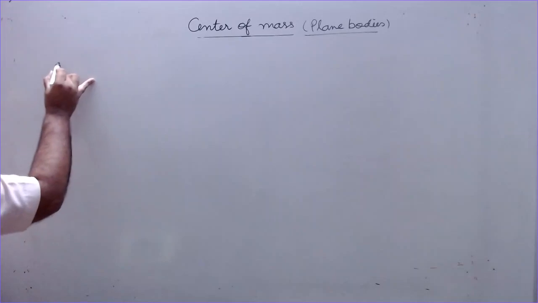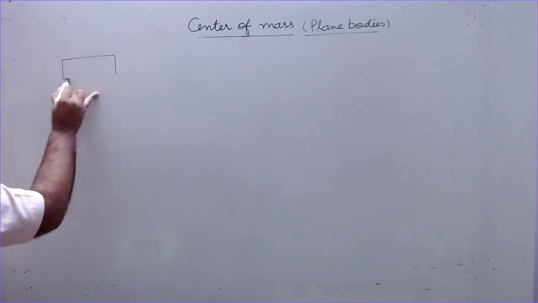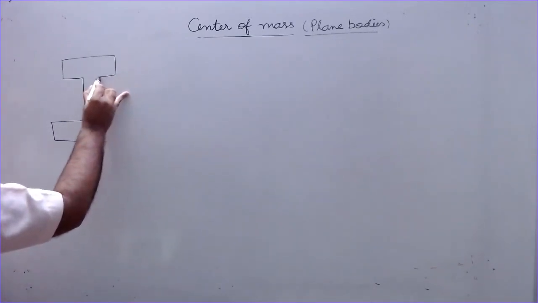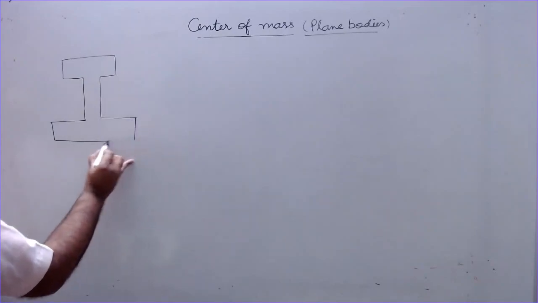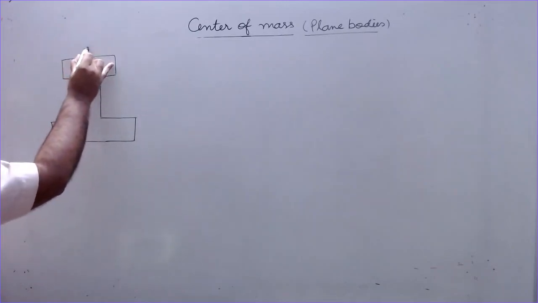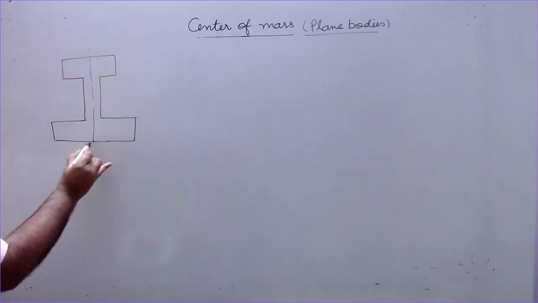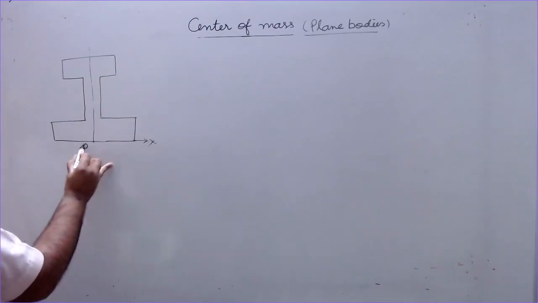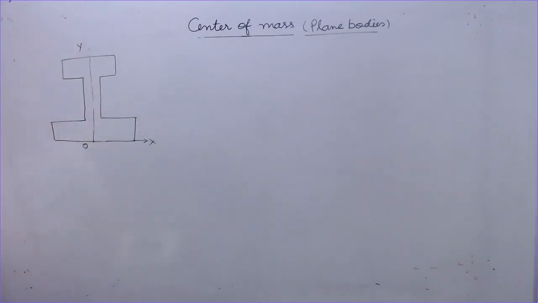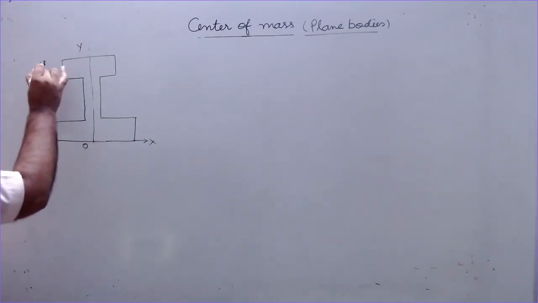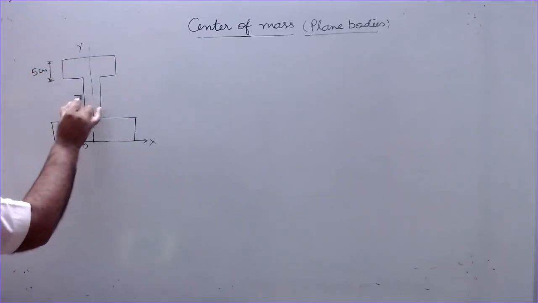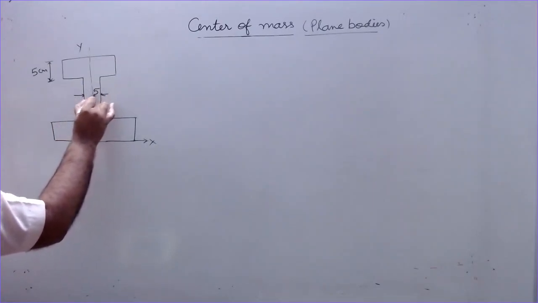So next question, we have an I section, and you have to find the position of center of mass of this having uniform mass density. It is symmetrical about the vertical axis. This is the y-axis, this is the origin, this is the x-axis. The center of mass will be lying only about the y-axis. The dimensions are given, all dimensions are in centimeter. 5, this is also 5.